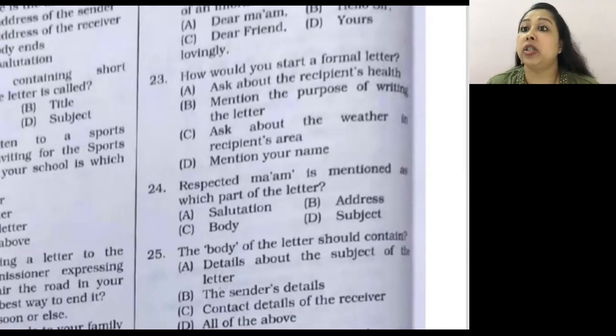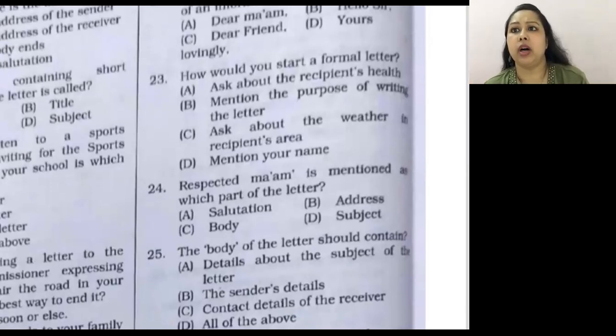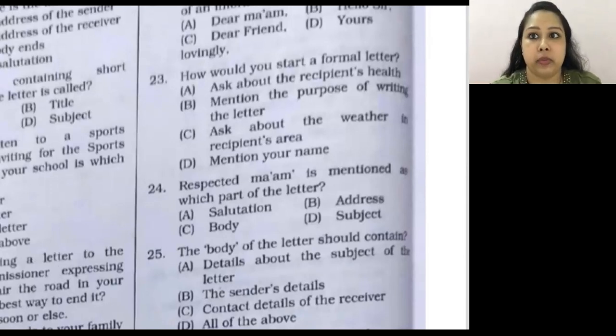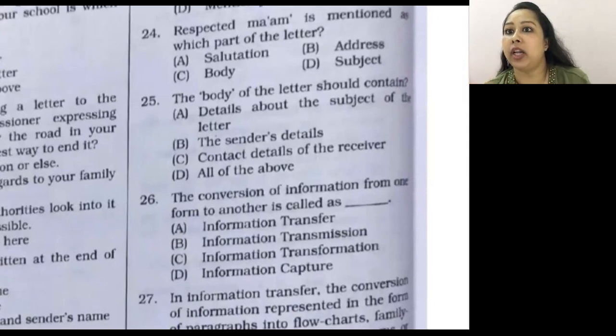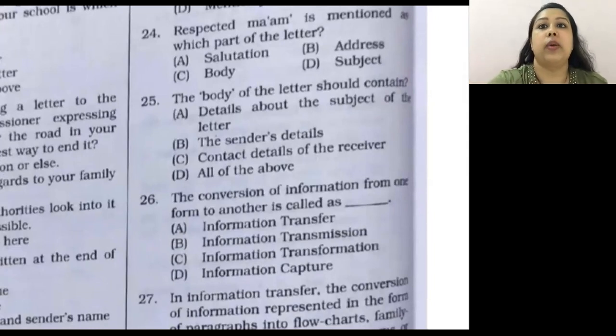So you can mention directly the purpose of writing a letter. You do not mention your name. Mentioning your name is always optional. I, Miss Joy Joshi, I, Miss Karina Mehta. This is completely optional. But you definitely begin with the purpose of writing the letter. Respected ma'am is mentioned as which part of the letter? It is salutation. Very good. The body of the letter should contain details about the subject of the letter, whatever subject you have written. Very good. So with this, I am done with all the questions pertaining to letter writing.